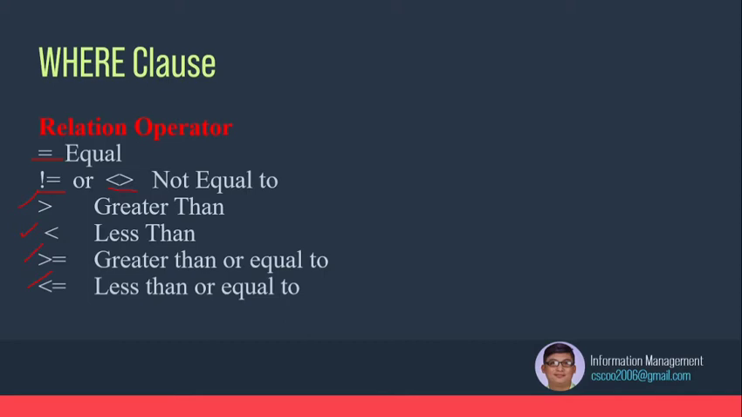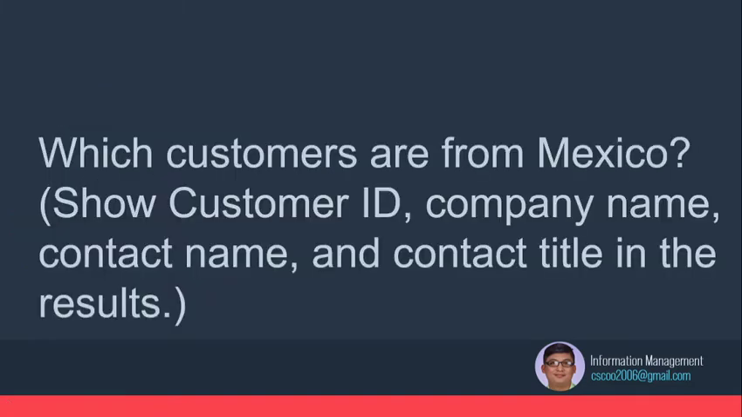Okay, so how about another example? Let's continue. How about this one? Which customers are from Mexico? You need to show the customer ID, the company name of the customer, the contact name, and the contact title in the result. Notice that we are pertaining to the customer, which means we need to look for our customers table in our database. In the criteria, the customer location should be from Mexico. So let us examine our database first before we proceed to our query.